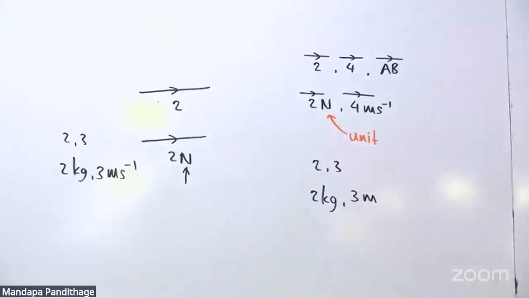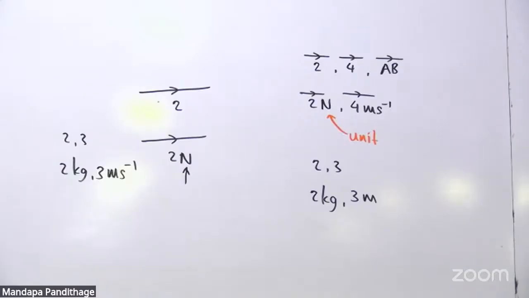Okay, then next line. If the scalar consists of a unit, it is known as a, write in a black pen, scalar quantity. It is known as a scalar quantity, and write the two examples, 2 kilograms and 3 meters.